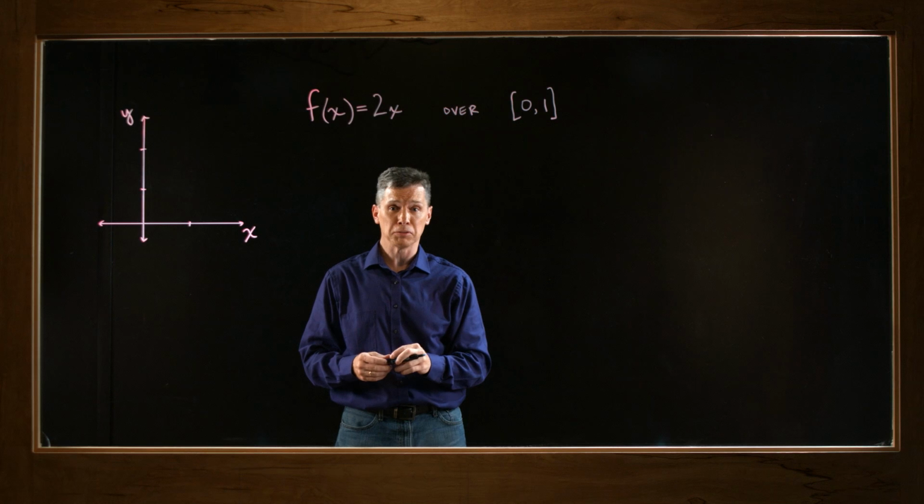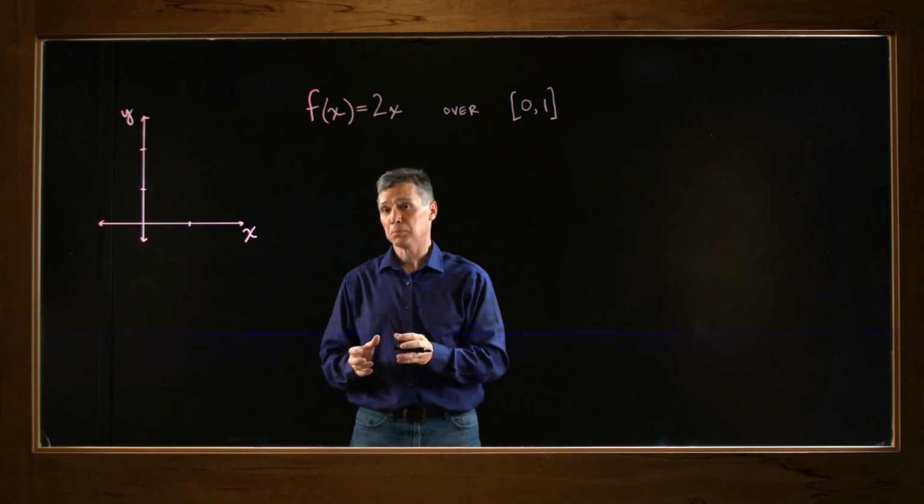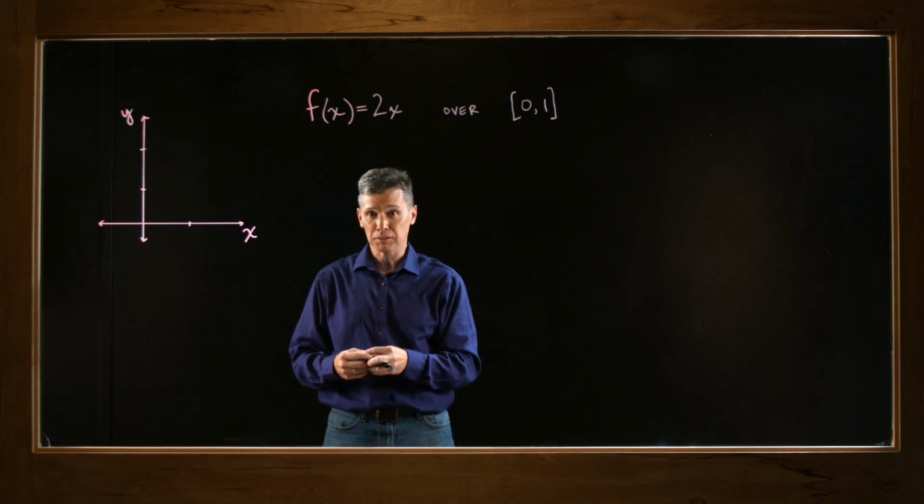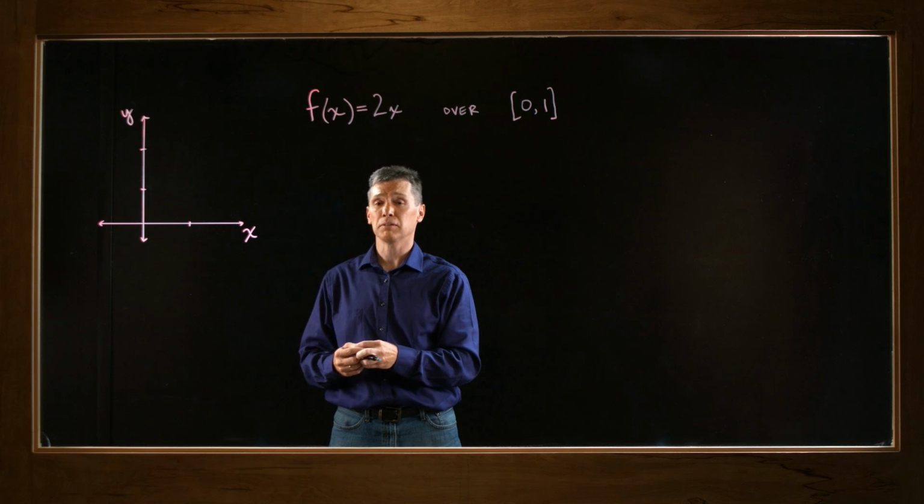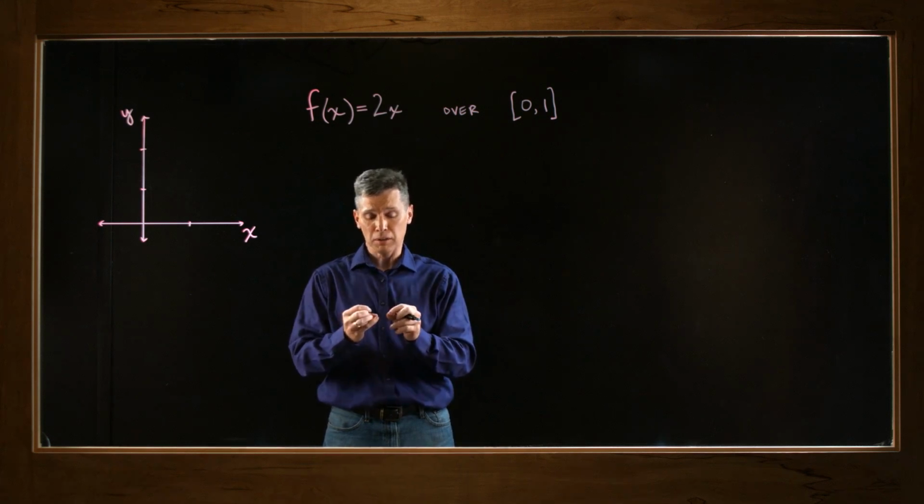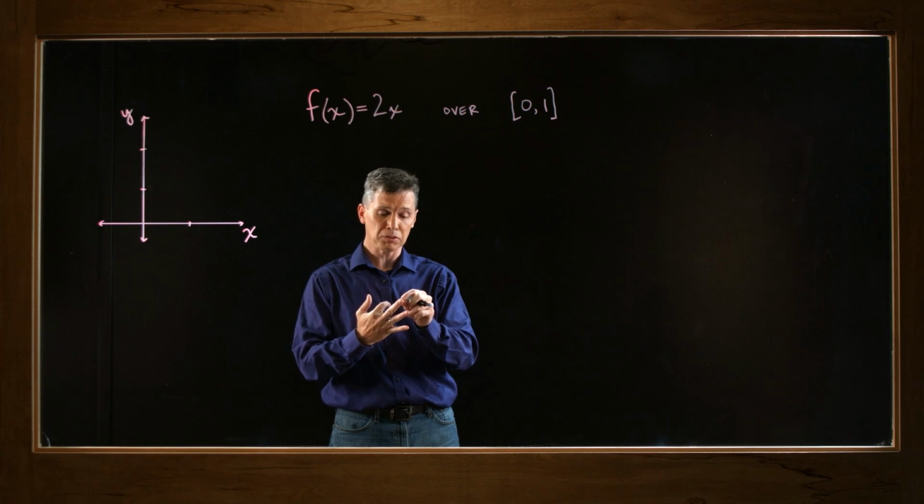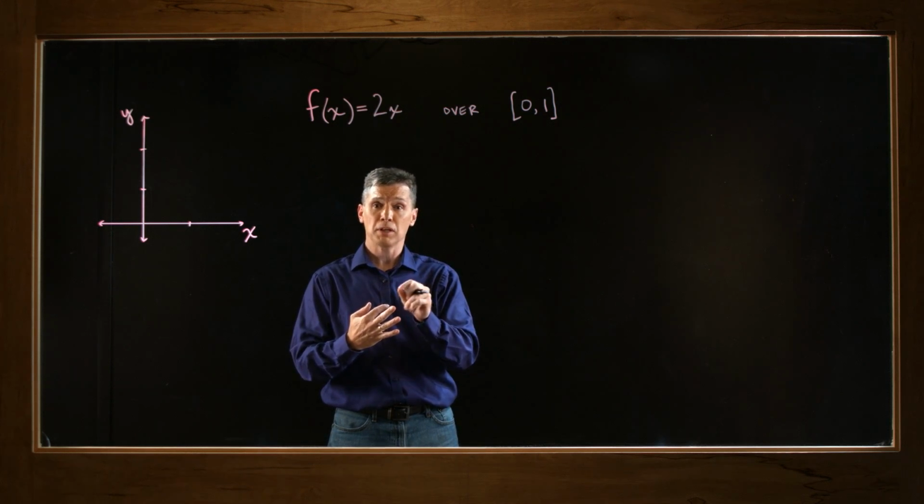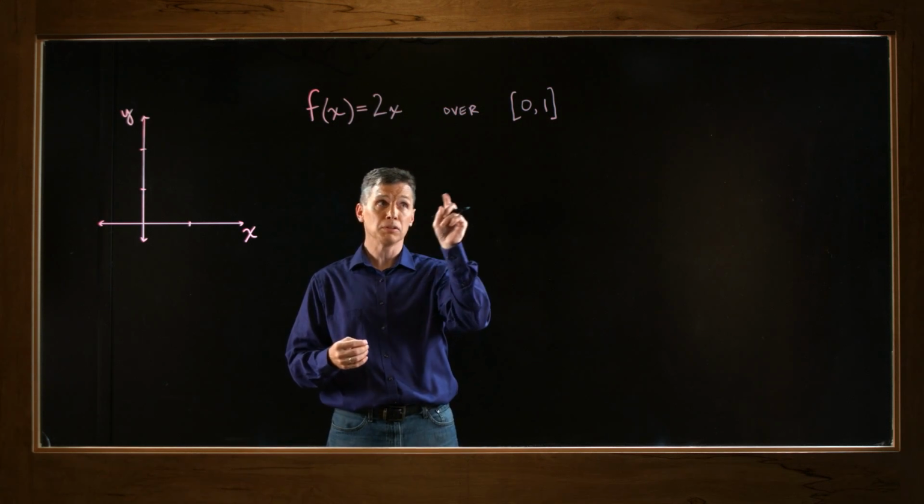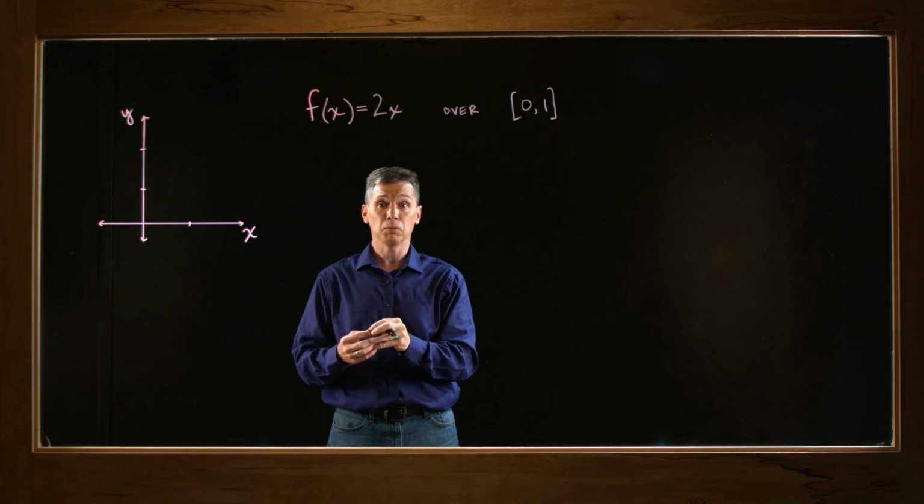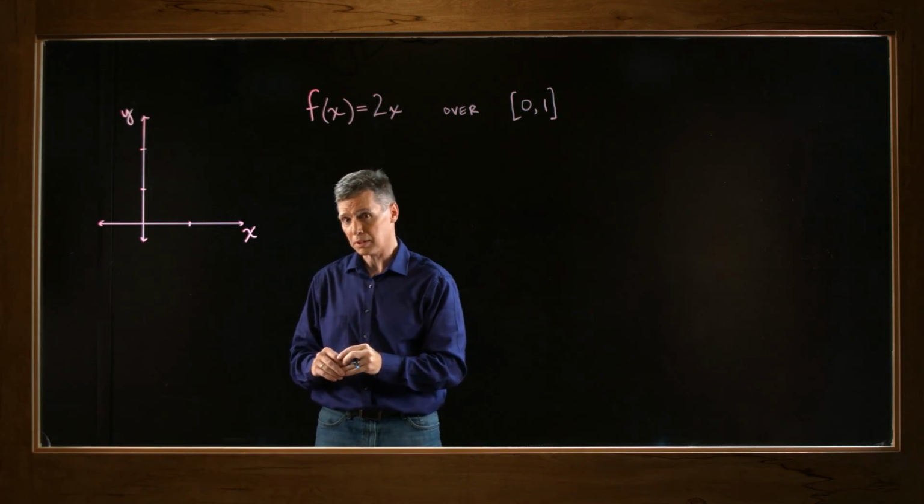They give us f of x equals 2x and the closed interval 0 to 1, and we're supposed to prove that it is a probability density function. So we have to really check three things. We have to check that the function is continuous and non-negative, two things. And then also we have to check the integral. We have to check that the definite integral of the function over that interval does add up to 1. So we'll check each of those three things.